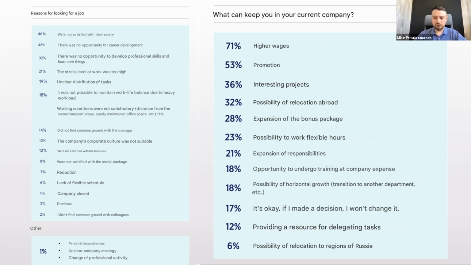53% promotion. Basically completely overlap the first 2 points with the reasons for the search. 36% in interesting projects, and 32% the possibility of relocation abroad. That is, the possibility of moving sooner or later. Indeed, the migration mood in Russia, in Ukraine, in Belarus among employees is quite high. People are thinking about it, and in principle there is a high level of migration, and people are actively thinking about it.